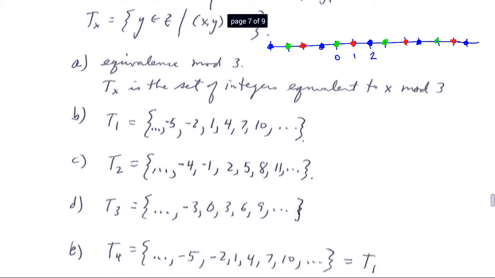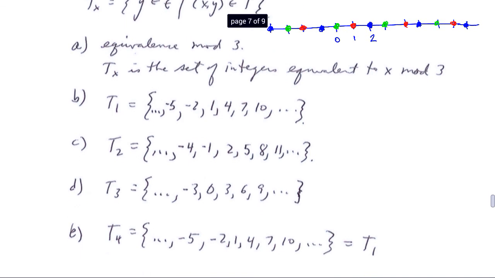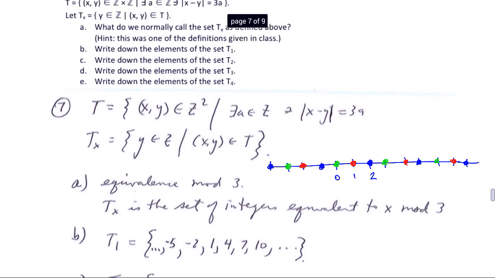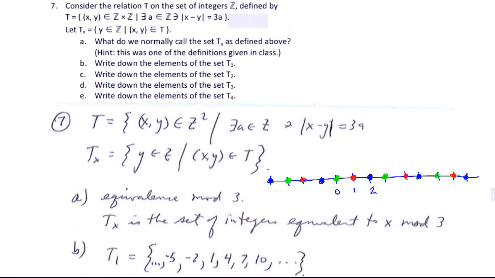And so it asks, what are these equivalence classes? And I list them out here. T1 contains the element 1, T2 contains the element 2, T3 contains the element 3. T4 happens to equal T1. When we start with 4 and start counting by 3, it's the same set, the same infinite set as starting at 1 and counting by 3. Okay, so this is 2 problems. And I'll move to another video to finish the next problem.